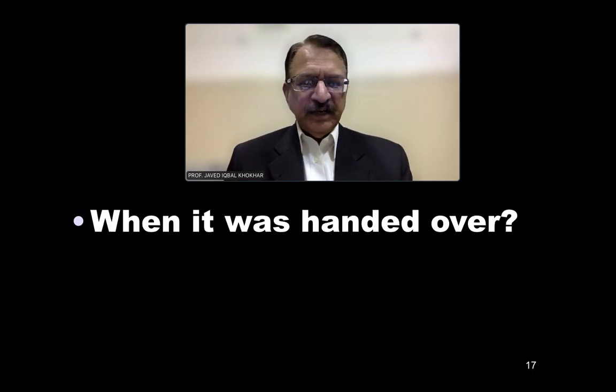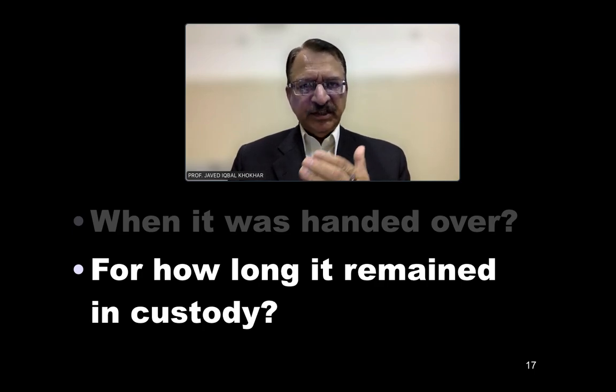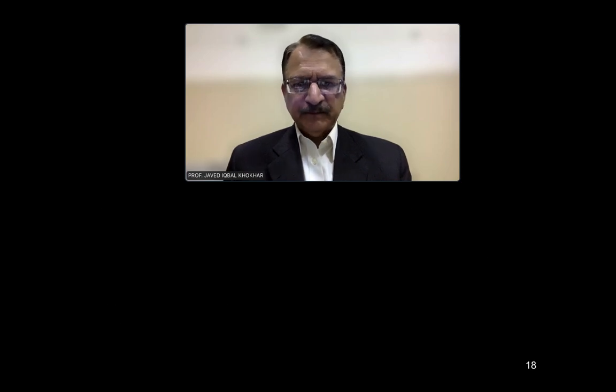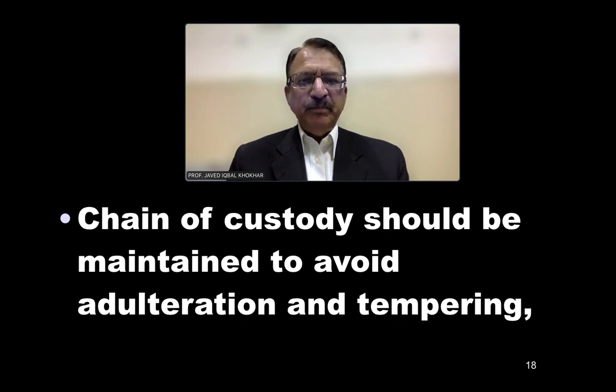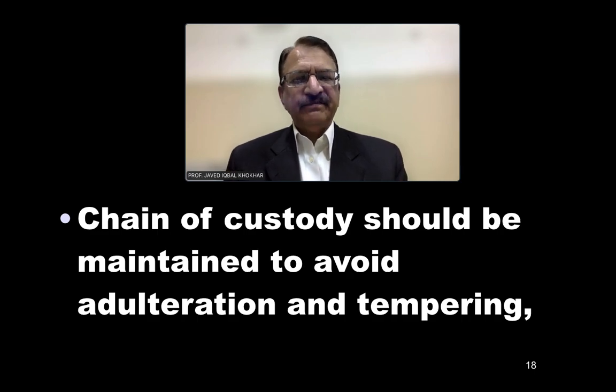When it is handed over, date and time should be mentioned, and also for how long it remains in custody. When you have received it with signature, date and time, and there is a handing over time with signature, date and time in the register, both receiving and handing over will tell for how long it was in your custody or in the custody of a particular place. The chain of custody should be maintained to avoid any tampering or adulteration. So chain of custody means the persons responsible for handing over and taking over should certify, and it is a chain from one person to another, receiving, handing over, taking over with sign, date and time. That is the chain of custody.